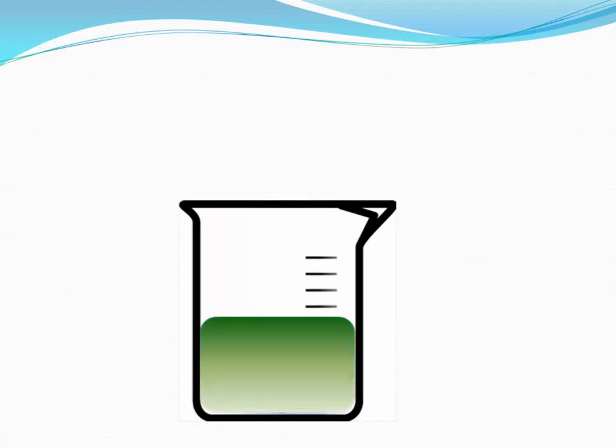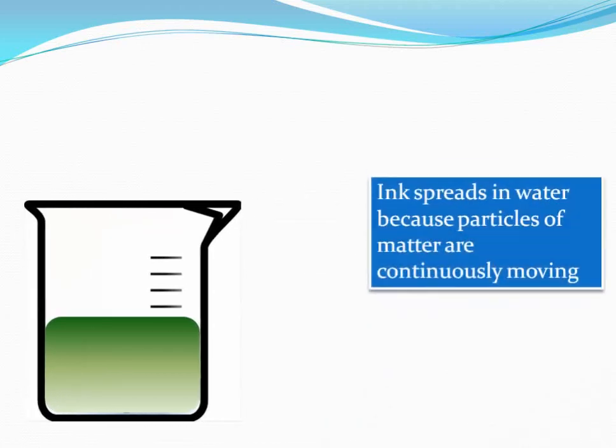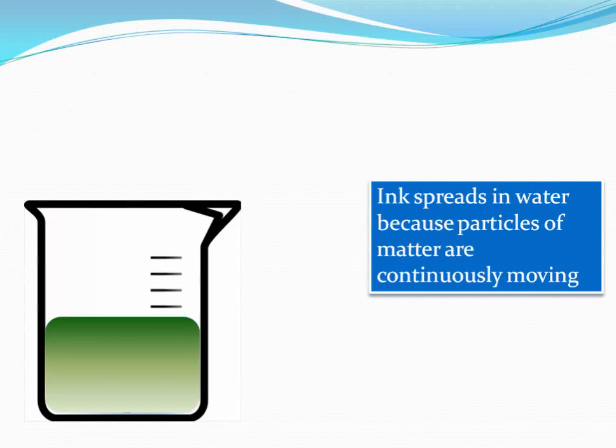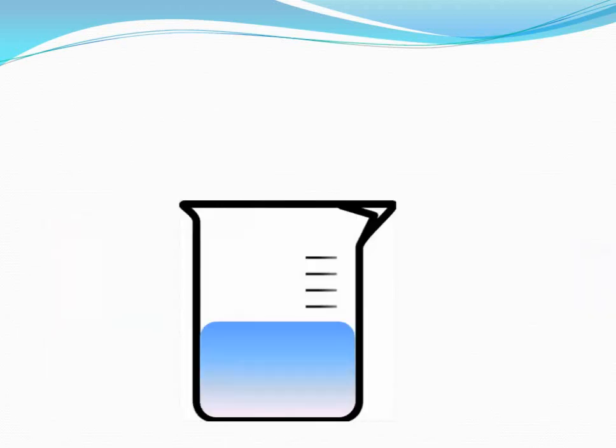Well, the ink spreads in the water and very soon all the water becomes green because of the green ink. So even though we added a drop of ink only in one portion of the water, that ink has spread throughout the water and turned the water into green water. This has happened only because the particles of matter are continuously moving, isn't it? So the particles of ink are also continuously moving and the particles of water are also continuously moving, and that is the reason the ink has been able to spread throughout the water, isn't it?